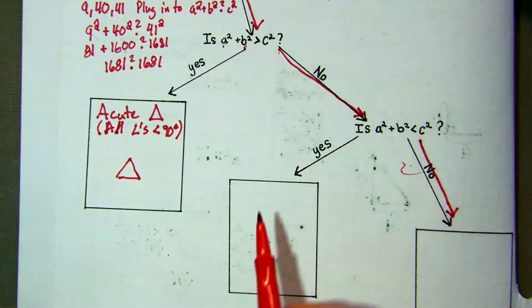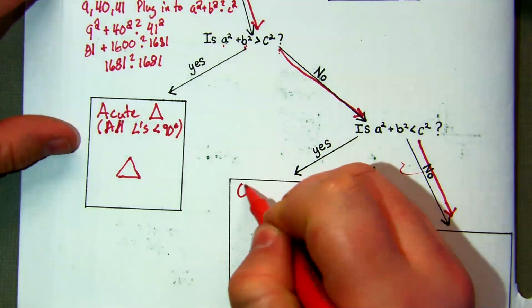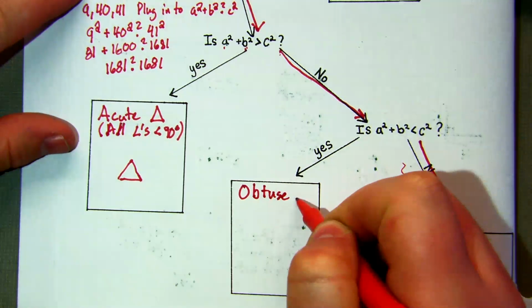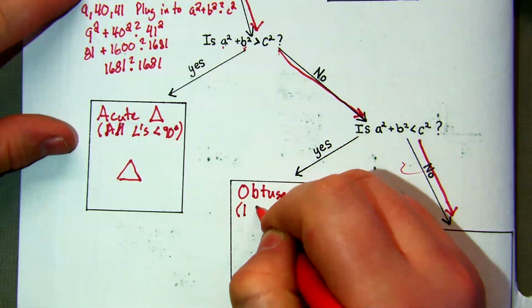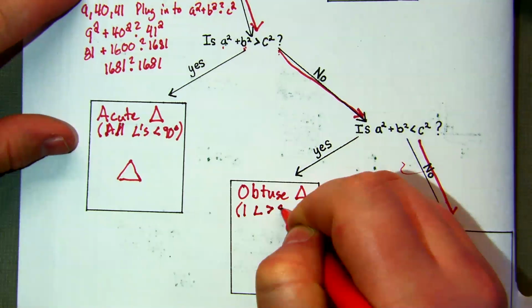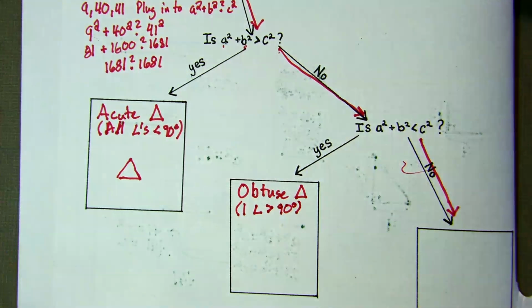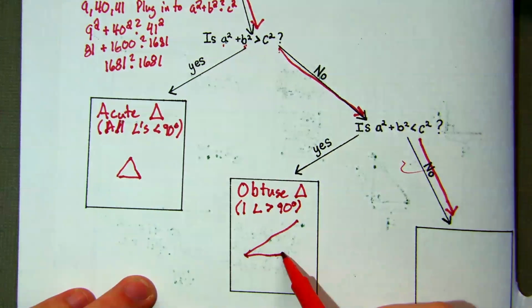Say we had gone yes. Then we would have an obtuse triangle. This is one angle greater than 90 degrees. Looks something kind of like this.